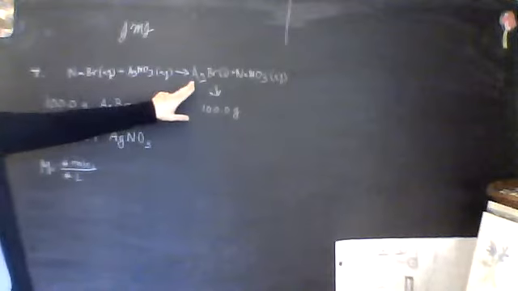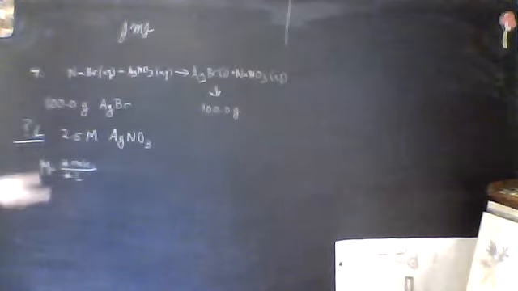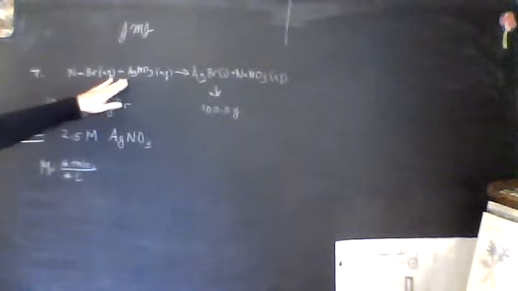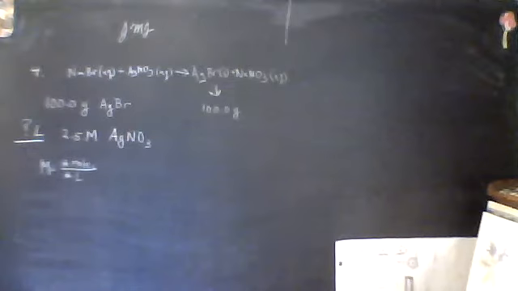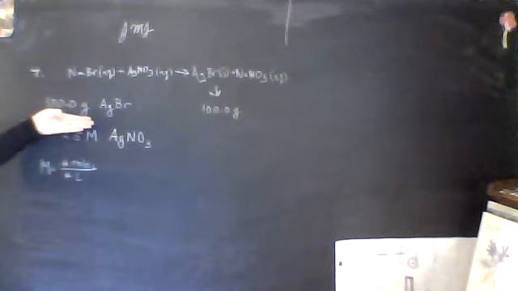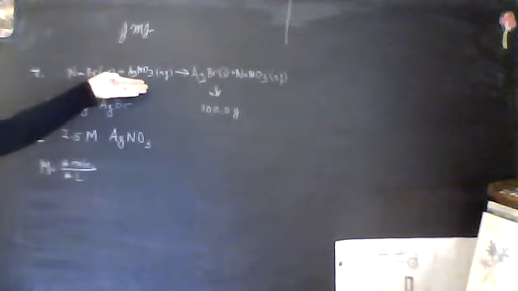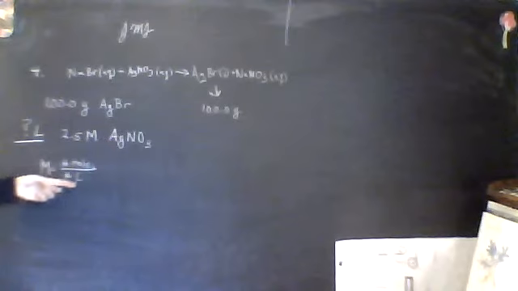I have 1 mole of silver bromide. How many moles of silver nitrate? That's correct. In this reaction, 1 mole of silver nitrate will produce 1 mole of silver bromide, right? So it's a 1-to-1 relationship. So what do we need to do? We need to figure out how many moles is 100.0 grams of silver bromide. Once we do that, we'll know how many moles of silver nitrate. Once we do that, we can figure out the number of liters at this molarity, right?